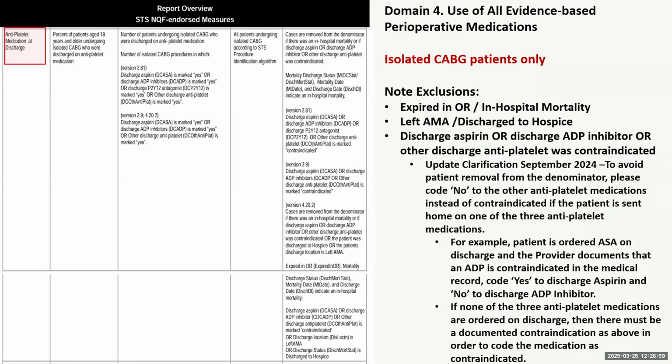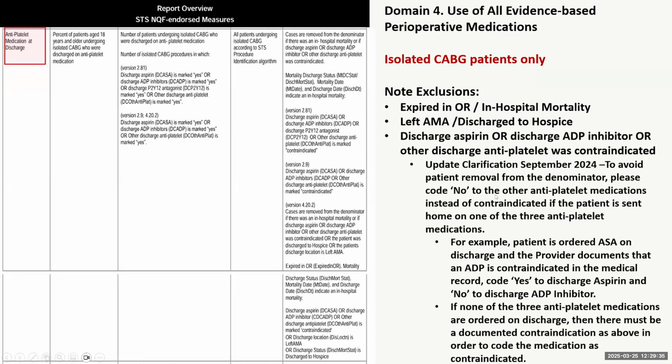The next medication is antiplatelet medication at discharge. This is only isolated CABGs. We do have some exclusions that are important to know. Expired in the OR or an in-hospital mortality. Left AMA, discharged to hospice. Your medications will blank out. Discharge aspirin or discharge ADP or other discharge antiplatelet was contraindicated.